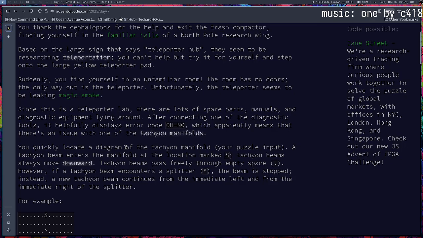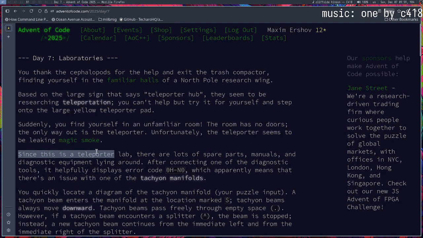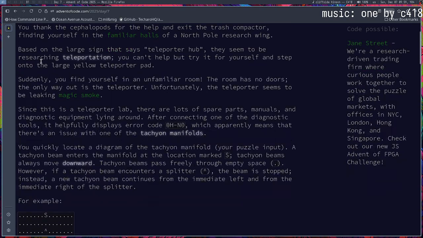Look at the diagram of the... Since this is a teleporter lab, there are lots of spare... Okay, whatever. Let me read from the beginning. You thank the cephalopods for the help and exit the trash compactor, finding yourself in the familiar halls of a North Pole research wing. Based on the large sign that says Teleporter Hub, they seem to be researching teleportation.